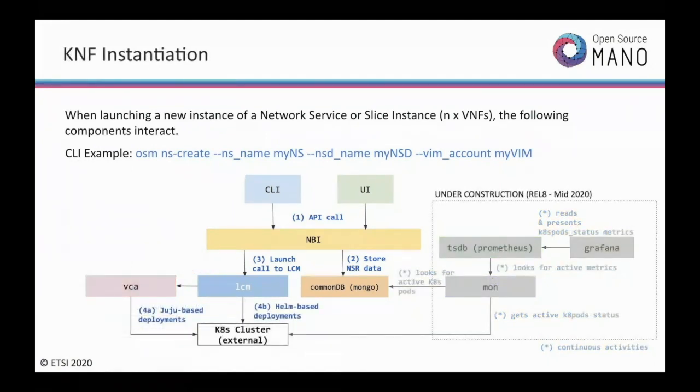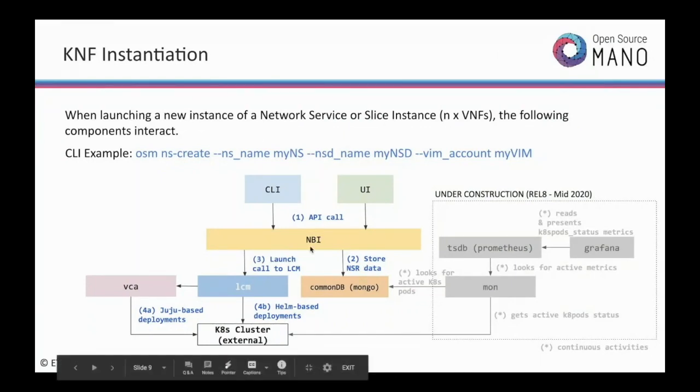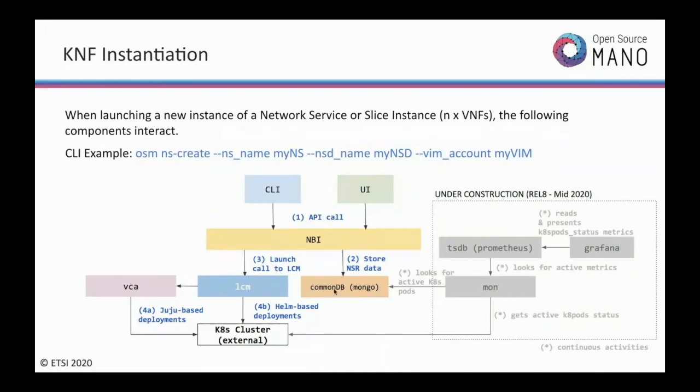Then we have a KNF instantiation. Well, we can call it KNF because it's a containerized network function based on Kubernetes. We can call it CNF because Kubernetes is the only way of deploying containerized network functions today. So KNF or CNF today is more or less the same in OSM. When you launch a network service that is modeled for being deployed in Kubernetes, similar things happen compared to the VNF, but it first stores the network service instance information in the common DB, but then it starts the lifecycle management through different components that are not RO.